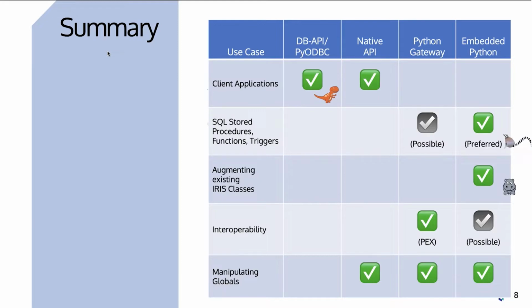And then if you're working with interoperability, that's another place where Python Gateway is a very good option, using PEX. But it is possible to do some of that work with embedded Python. And finally, if your project really involves a lot of globals manipulation, focusing on globals only, you can use the native API, Python Gateway, or embedded Python for that kind of work.